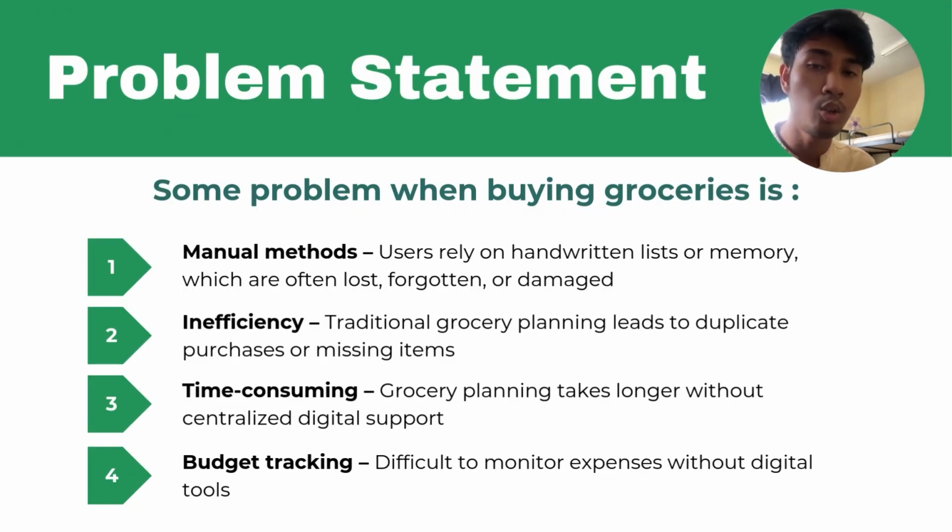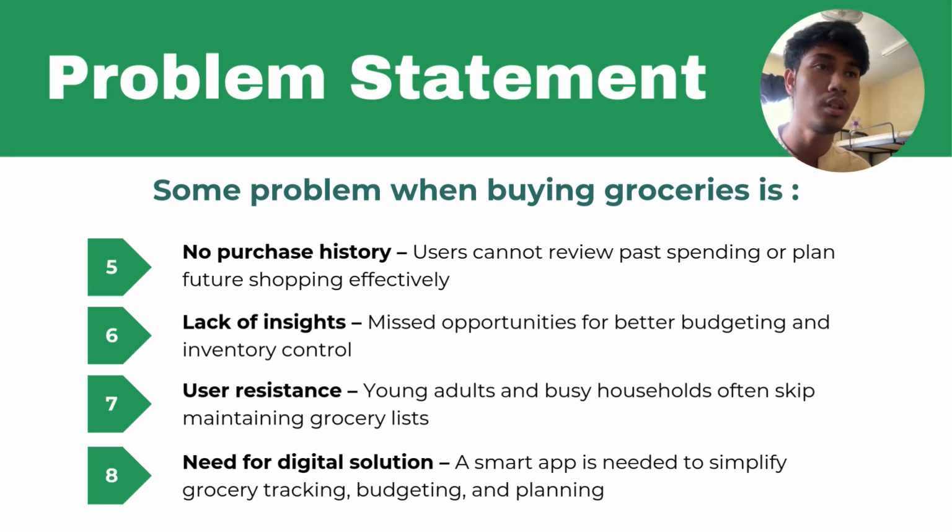For the problem statement, users continue to use manual techniques, including handwritten lists, which are frequently misplaced or forgotten. Additionally, it is inefficient since it will result in missing or duplicate purchases. Also, it will take a lot of time without centralized digital assistance. When purchasing food, users also have trouble keeping track of their spending. Additionally, users are unable to monitor previous spending, which will result in poor budgeting control. Therefore, a smart app is required to solve every issue.